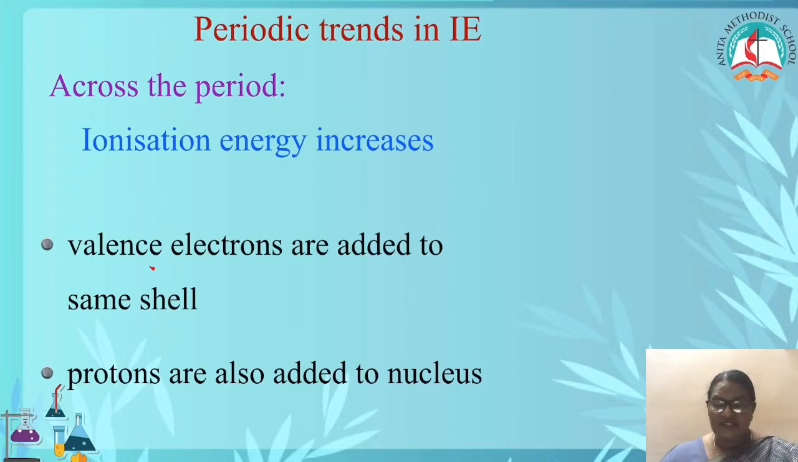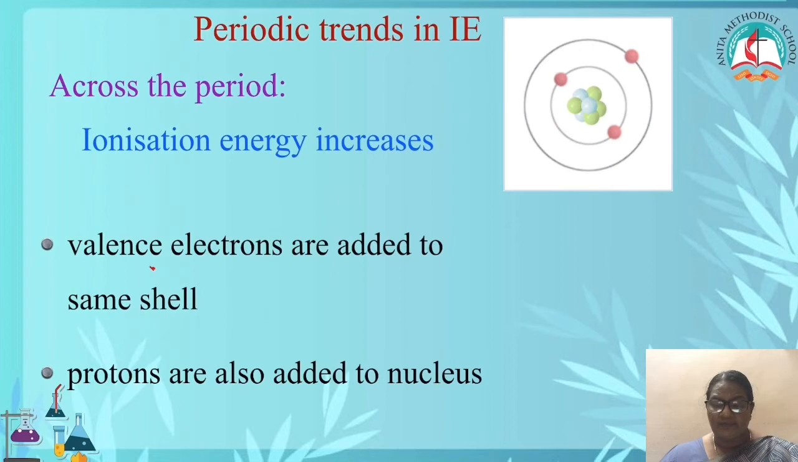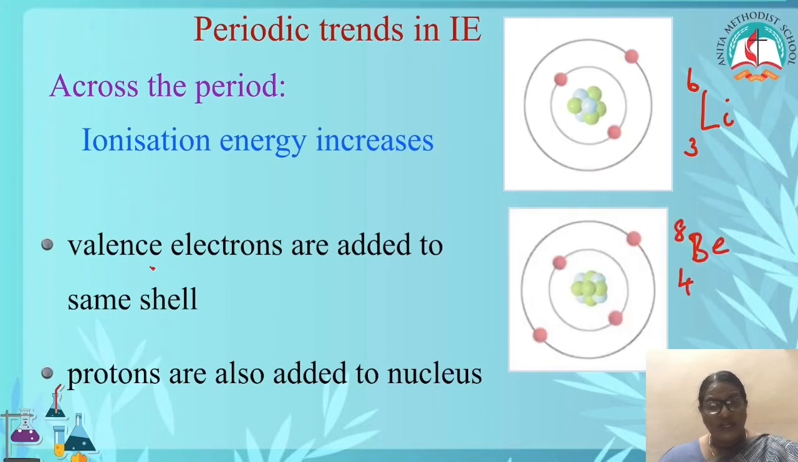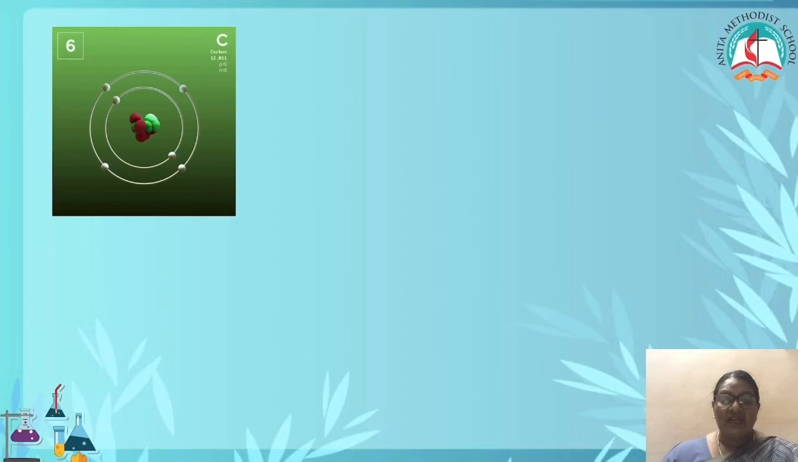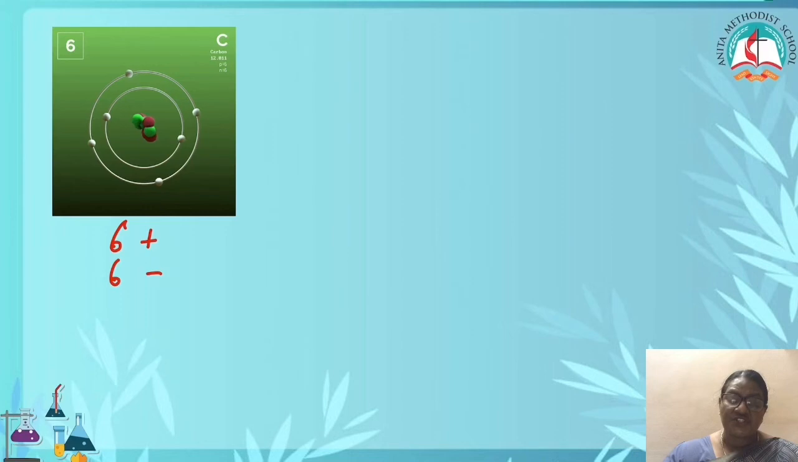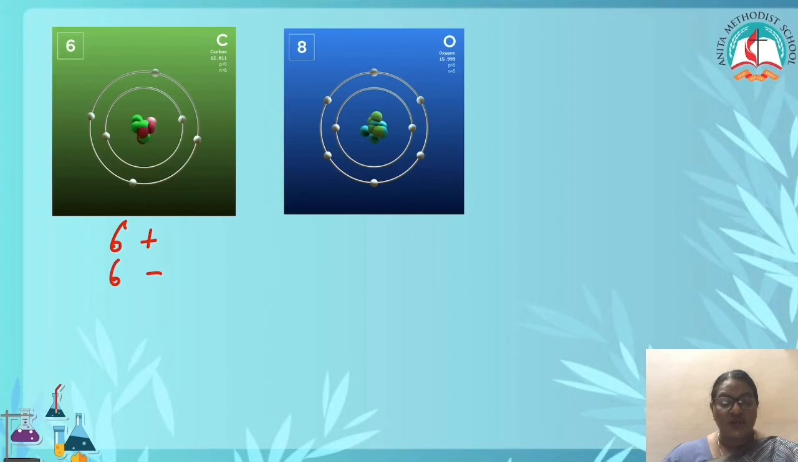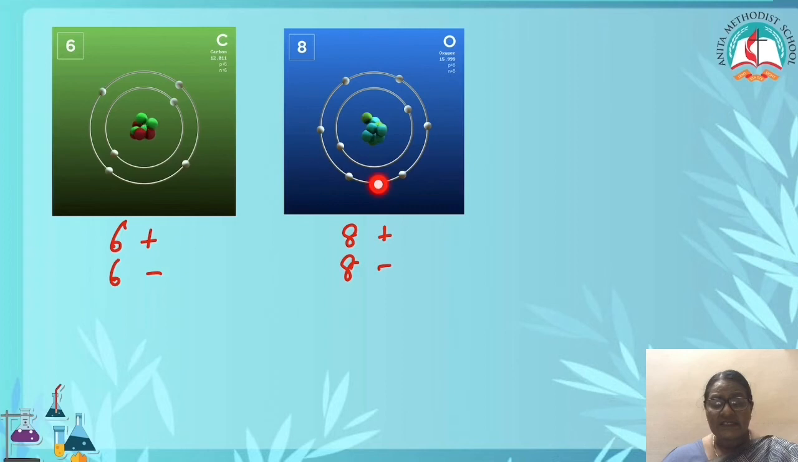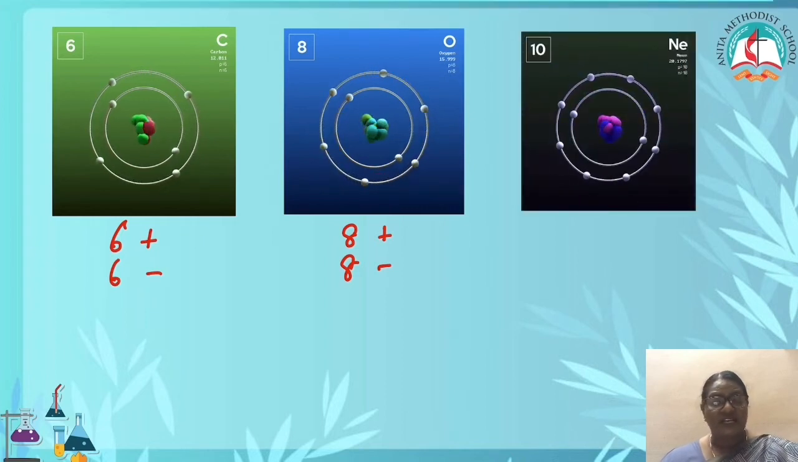Let us try to understand with these examples. This is lithium. There are 3 electrons, so 3 protons in the nucleus. This is beryllium, 4 electrons and 4 protons in the nucleus, and the electrons are added to the same L shell. This is carbon, 6 electrons and 6 protons. The 6th electron also enters which shell? The L shell. And this is oxygen with atomic number 8. You can see the number of electrons is more in the L shell. And this is neon. Here also the electrons are added to the same shell.